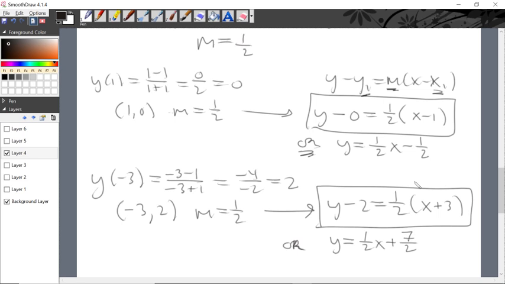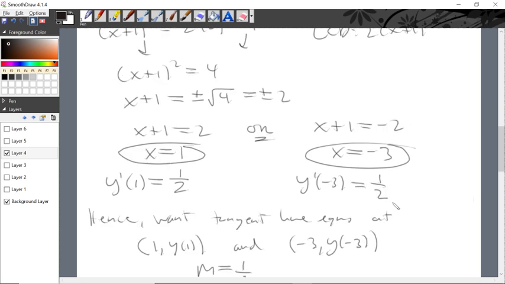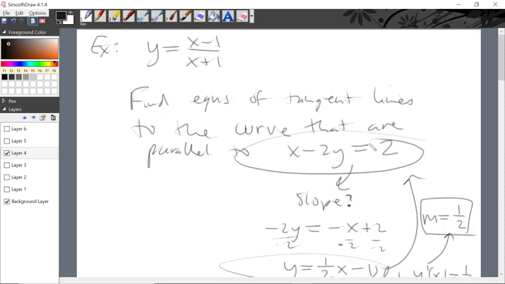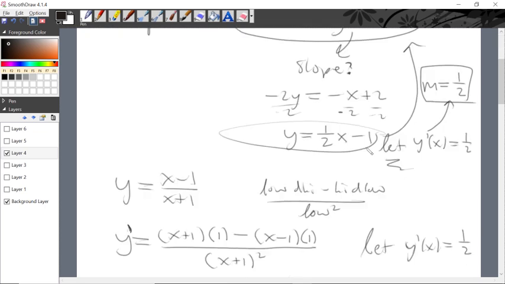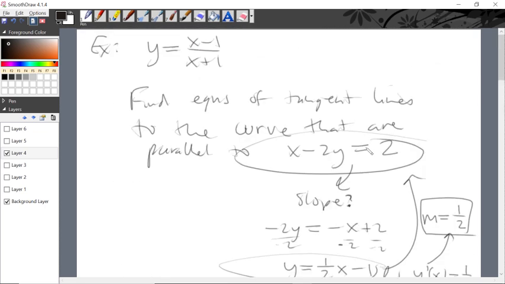Okay. So now we have two equations of lines. They are tangent lines to the curve. They are parallel because the slope is 1/2 in each case. They are parallel to this line right here. So those would be the two equations we are looking for.